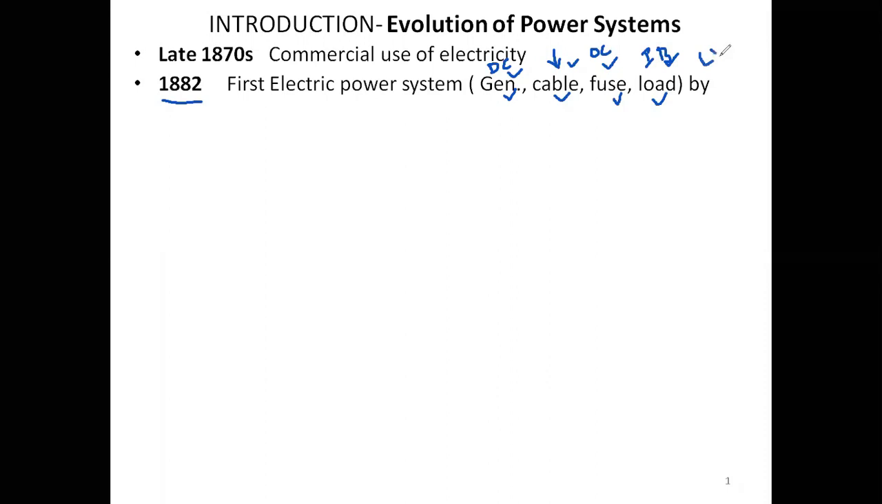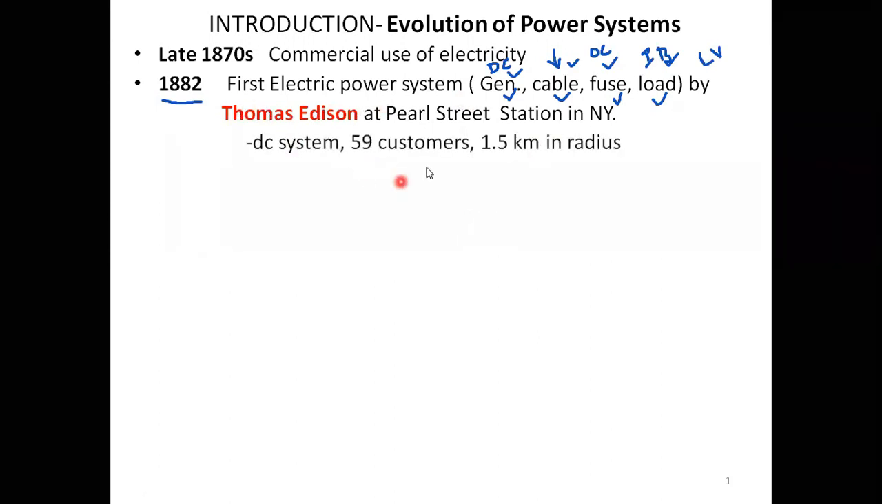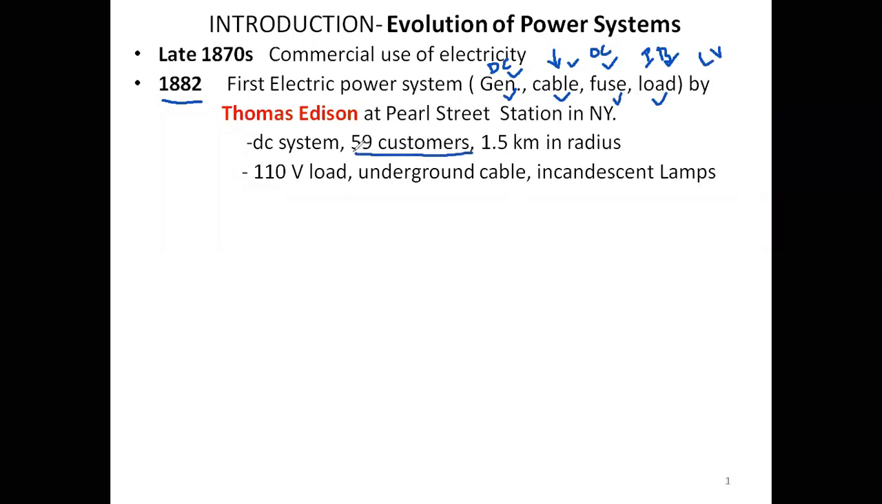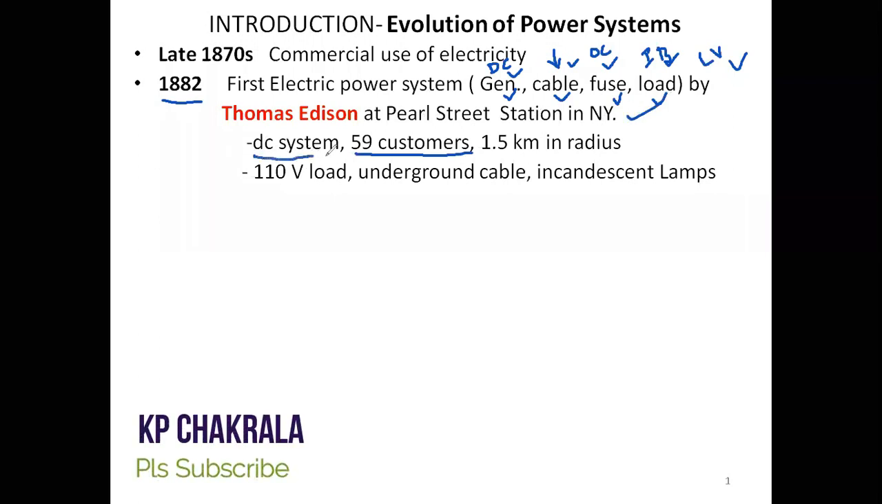It was a low voltage DC system, designed by Thomas Edison at Pearl Street Station in New York. Earlier, this DC system consisted of 59 customers. The first DC system consisted of generator, cable, fuse and load. It was a simple low voltage DC system feeding 59 customers.